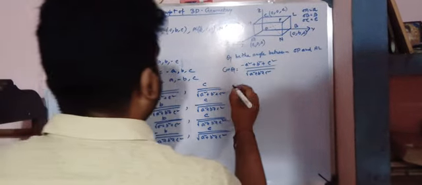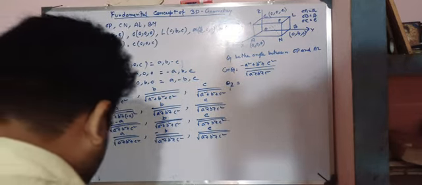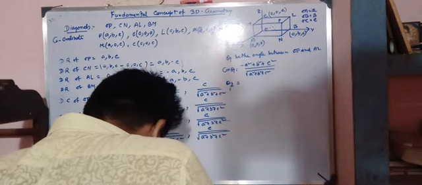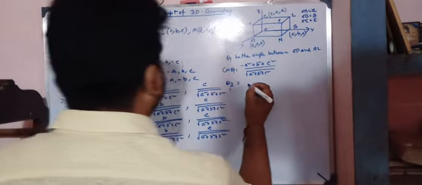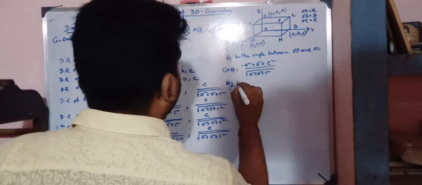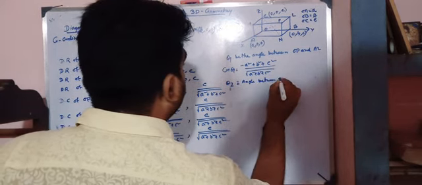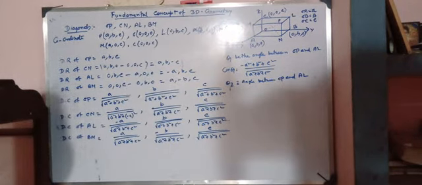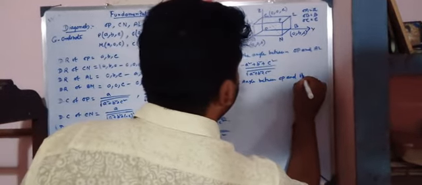Again, let theta 2 be the angle between OP and BM. The angle between theta 2, the angle between OP and BM. Not OP and AL, OP and BM.